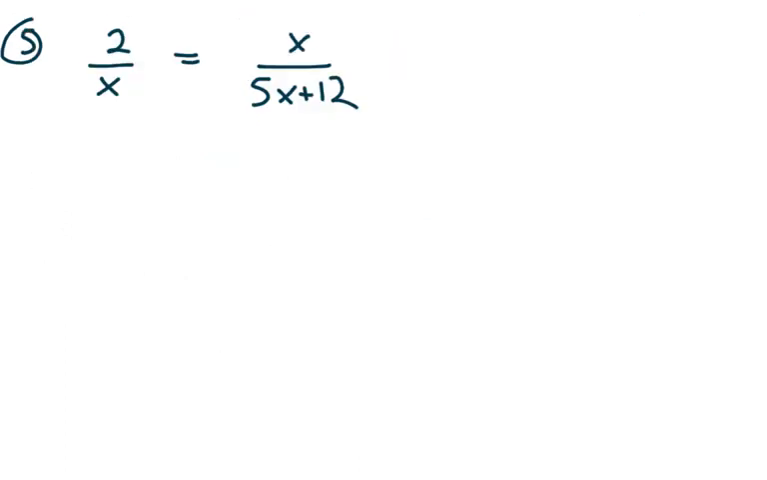All right, number 5, 2 over x equals x over 5x plus 12. Our first thing would always be to try to factor denominators. Neither of these denominators factor. So then we can go on to our LCD. Whatever appears in your denominator becomes your LCD. So we have a plain x that appears and a 5x plus 12 that appears.